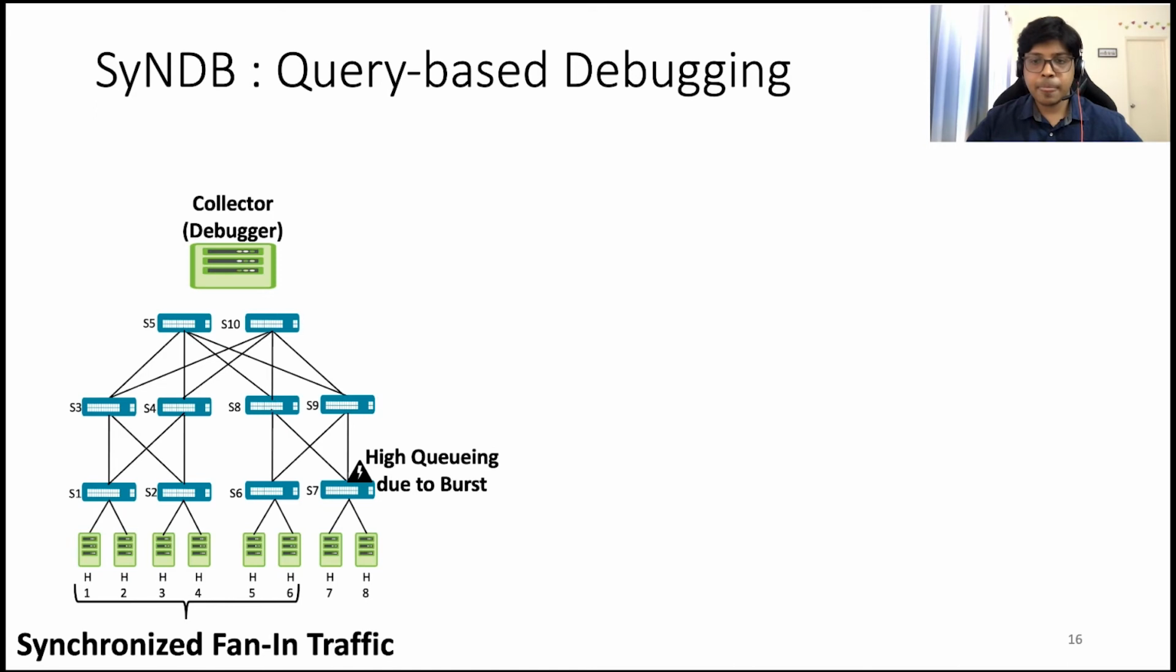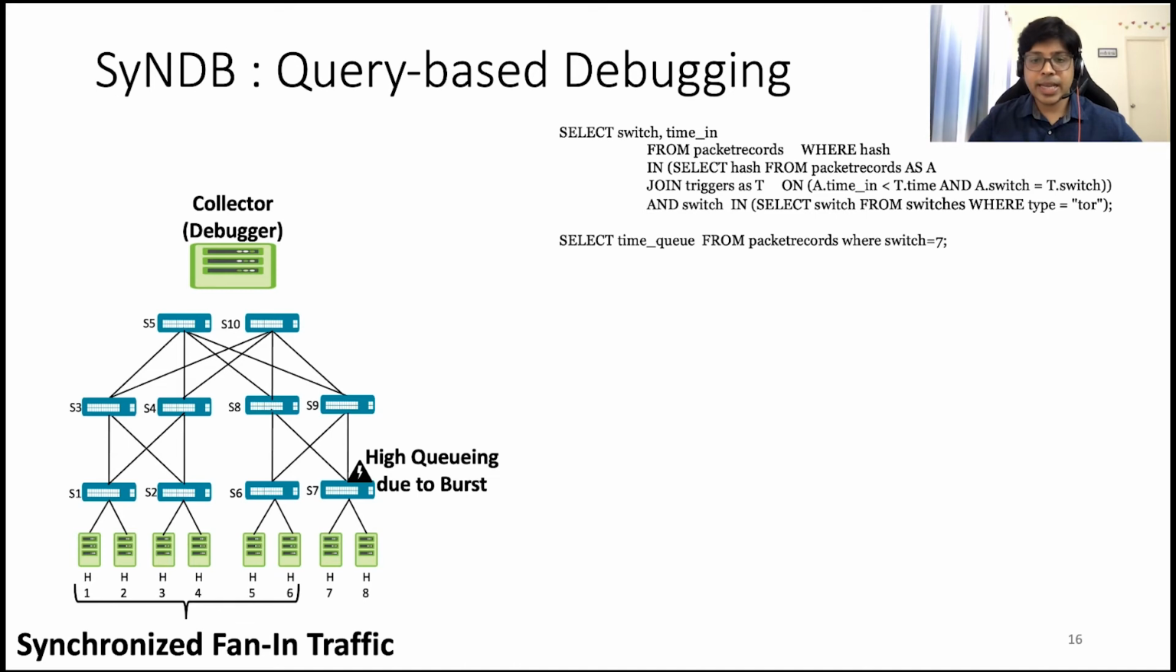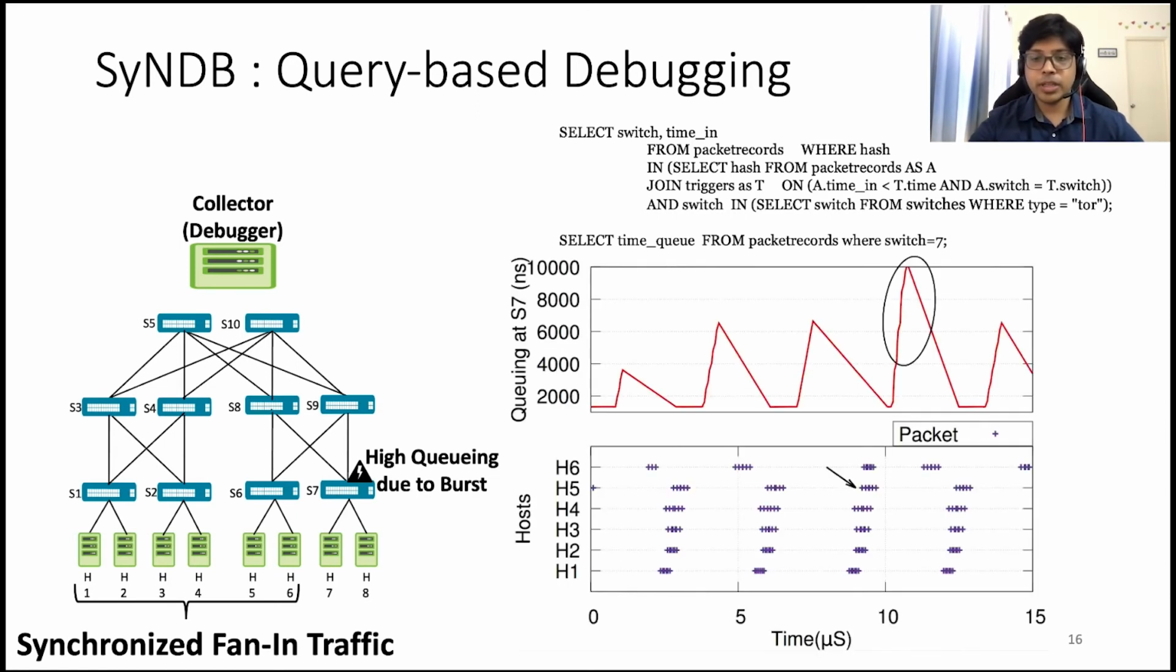However, with SYNDB, since we have the ability to retrospect network-wide packet records, to determine if this microburst is caused by synchronized fan-in traffic, a query of queuing delay at S7 together with the packet arrival information at the TOR switches before the microburst detection can be performed. Here, the top plot in this figure illustrates the queue buildup over time, and the bottom plot shows the packet arrival information of the hosts at the respective TOR switches.